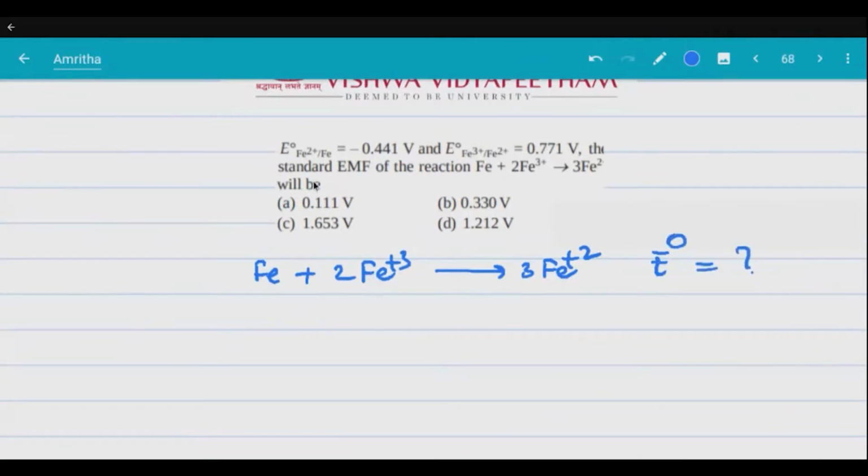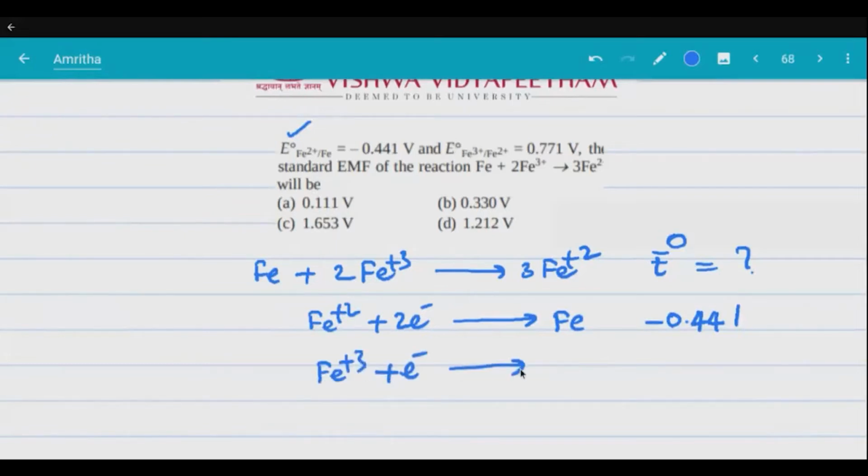What we know here: Fe plus 2 plus 2 electrons gives iron. This is given, I'm writing that reaction, this is minus 0.441. Next, Fe plus 3 plus electron gives Fe plus 2. So this is how much? 0.771.